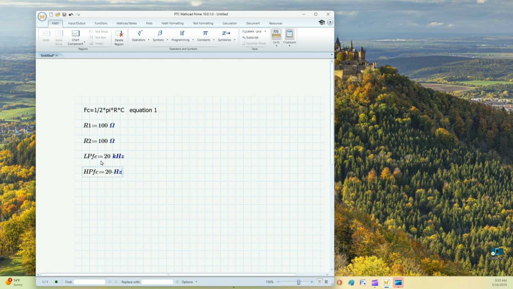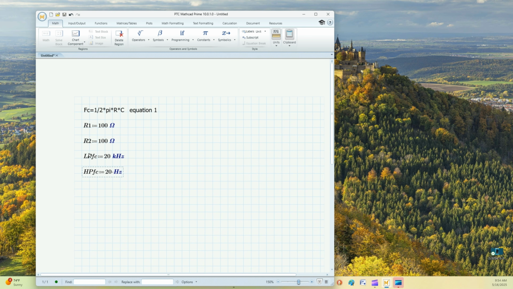So this is going to pass everything from 0 to 20 kHz. And after that, from 20 kHz, it'll have a 3 dB drop, which is 20 dB per decade. Then the high pass frequency cutoff is 20 hertz to infinity. That's why it's the high pass filter. So we have our values that we need.